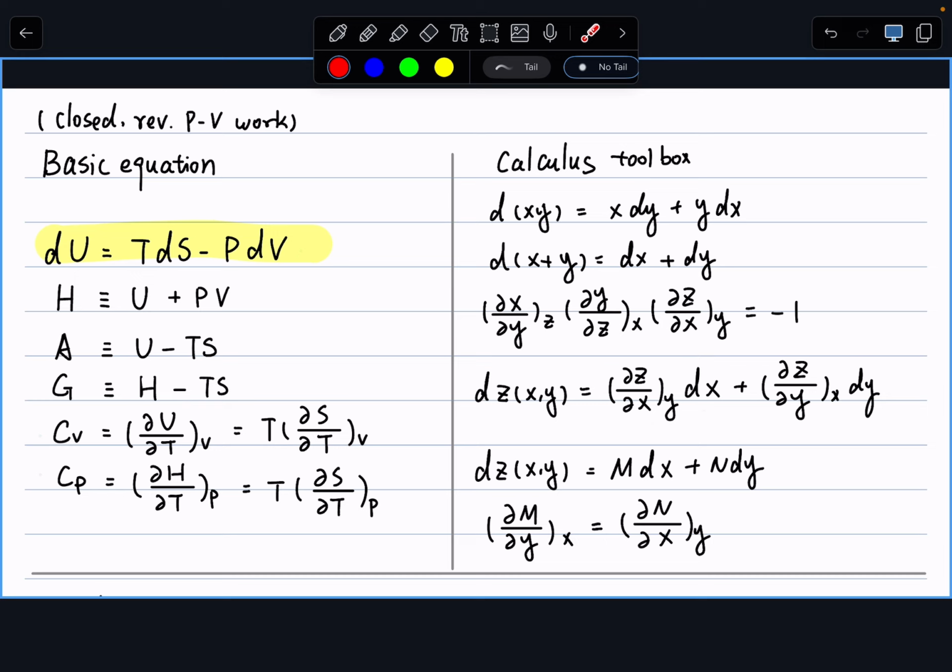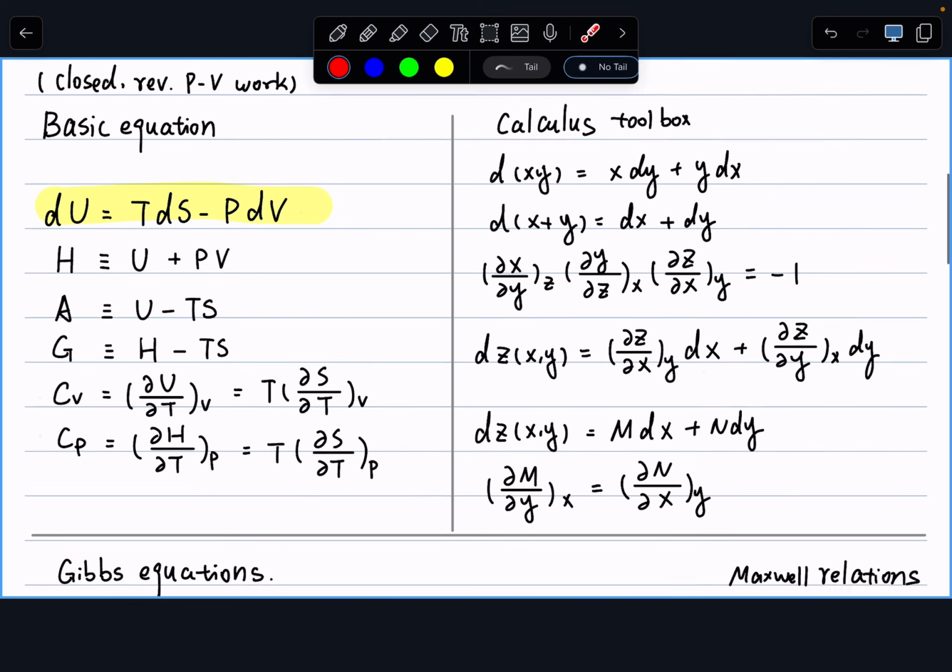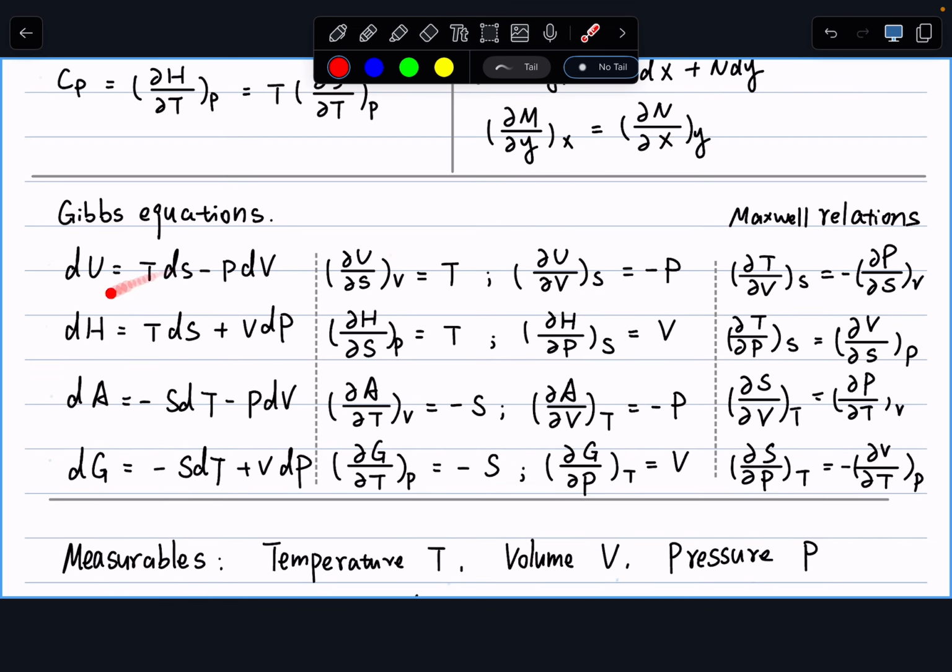So using these calculus rules, we end up deriving a series of equations. We have our Gibbs equation telling you dU equals TdS minus PdV, and then using the definitions of enthalpy, Helmholtz energy, and Gibbs free energy, we went on to derive the set of Gibbs equations. Then, by writing out the total differential of each Gibbs equation, we end up finding relationships between your thermodynamic state functions and some of the partial derivatives.